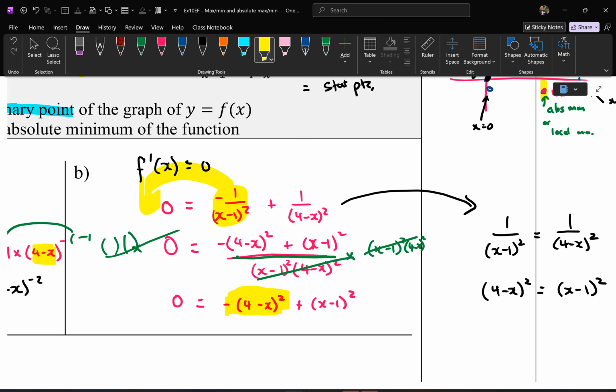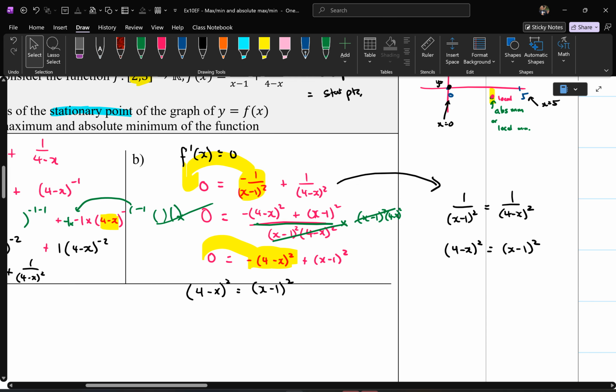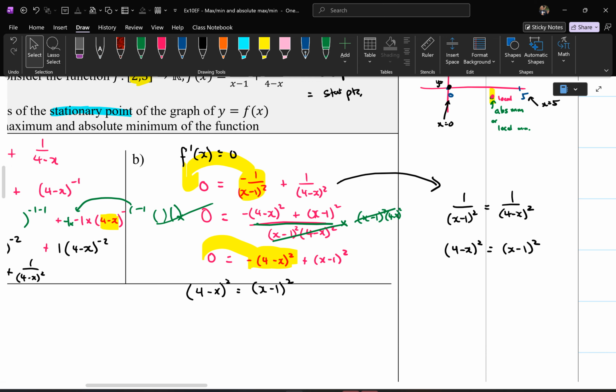You move this part. That's a negative bracket. Move it across. That's how you end up with the same 4 minus x all squared is equal to x minus 1 squared. We're almost there though. We still haven't solved the problem. I like this kind of fraction problem because they're often put in the exams. You have to get familiar with working with fractions.